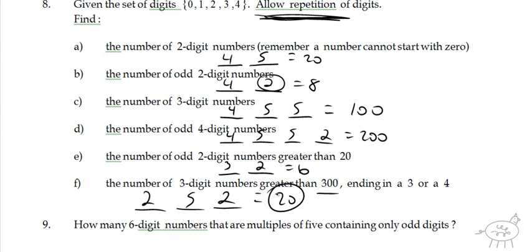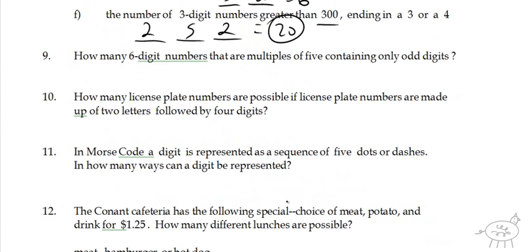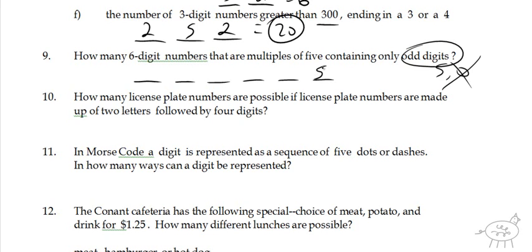Okay. Number 9. How many different 6-digit numbers that are multiples of 5 containing only odd digits? So 6-digit numbers, and we're doing, of course, 0 through 9 here now, but 6-digit numbers that are multiples of 5. What makes it a multiple of 5? If the number ends in a 5 or a 0, right? But it says containing only odd digits. So it can't contain the 0. It's got to actually contain the 5. There's only one possibility. It's an odd number, and it's a multiple of 5. So it's got to be a 5.